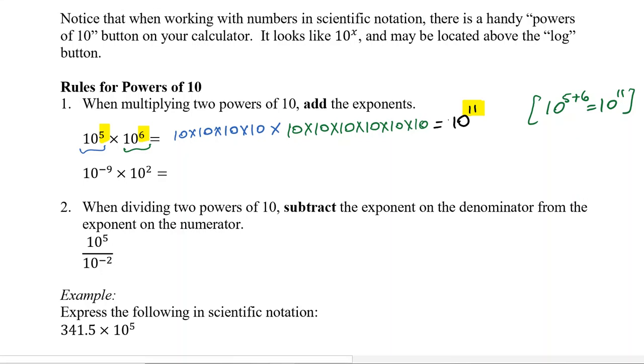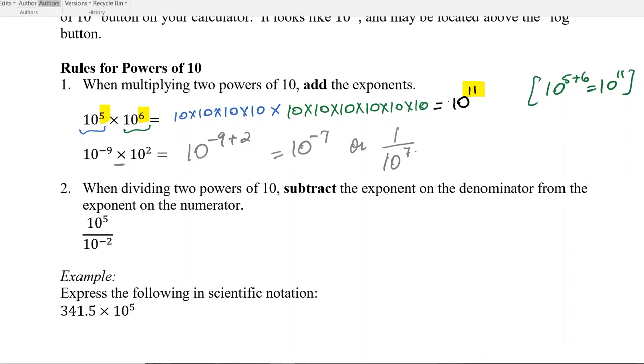Okay, let's try the next one. 10 raised to power negative 9 times 10 raised to power 2. Again, since there is multiplication in between, we add the powers. Negative 9 plus 2, so we got 10 raised to power negative 7. If you want to write this in terms of positive exponents, you can write this as 1 over 10 raised to power 7. Whenever the power goes from top to bottom or bottom to top, it always switches the sign.